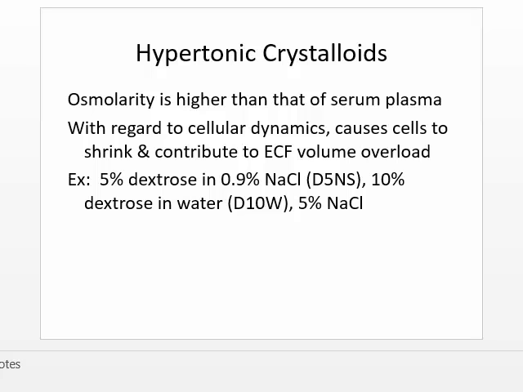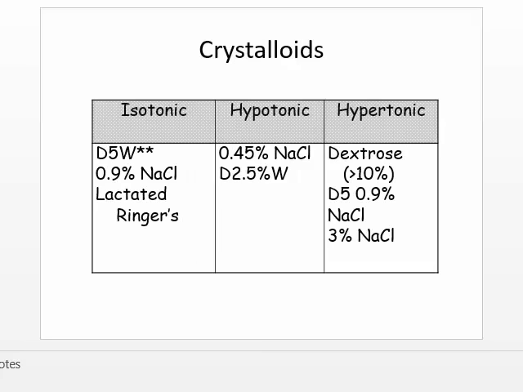So a caution you want to watch for in these is fluid overload and pulmonary edema in these patients. And be very careful administering this fluid in patients with cardiac and renal disease, as they may not be able to handle the extra fluid. Examples of a hypertonic solution are 5% dextrose in 0.9% sodium chloride, D5NS, 10% dextrose in water, D10W, or 5% normal saline sodium chloride.